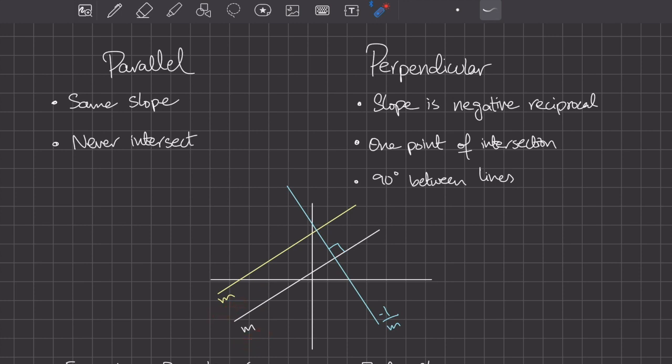Furthermore, two lines are perpendicular if the slope of one of the lines is the negative reciprocal of the other. The graph for this can be shown as the line drawn in blue. It forms a 90-degree angle with the other line.